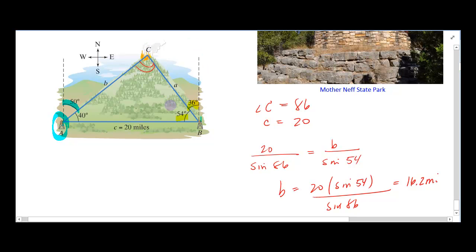So it's just an interesting scenario where we might have fire stations and be trying to figure out the distance, also using navigation, using the law of sines.